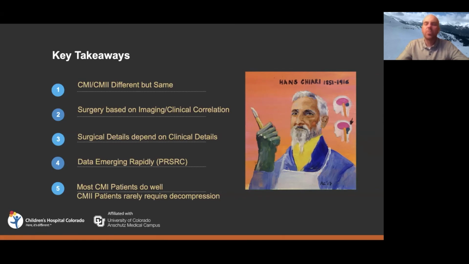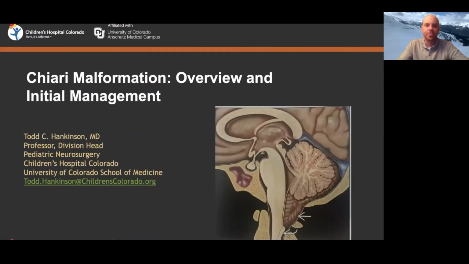When the rubber meets the road, most Chiari 1 patients do really well. They're healthy people to begin with. They've got a very specific problem, and that's really amenable to surgical intervention. Kids with Chiari 2 may be sick. They may be more complicated, but fortunately, they don't really need decompression all that often. And oftentimes, if you can optimize their CSF diversion, that's all they really need you to do.